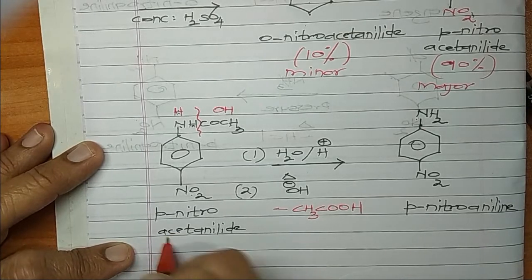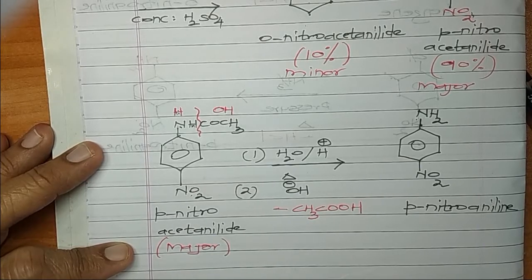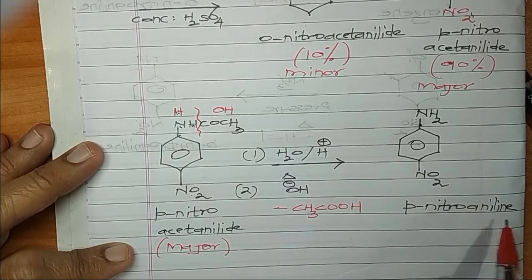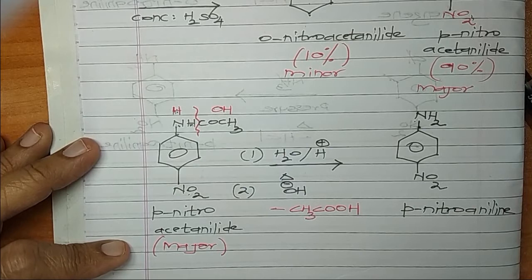Which was the major product? The major product was paranitroacetanilide. This reaction is nothing but hydrolysis. We get the formation of paranitroaniline. So this is how you prepare paranitroaniline.